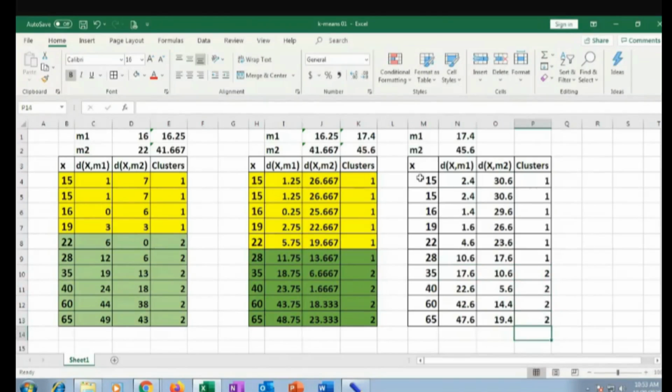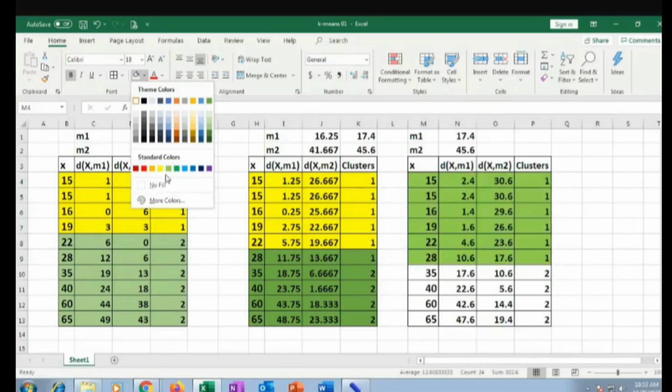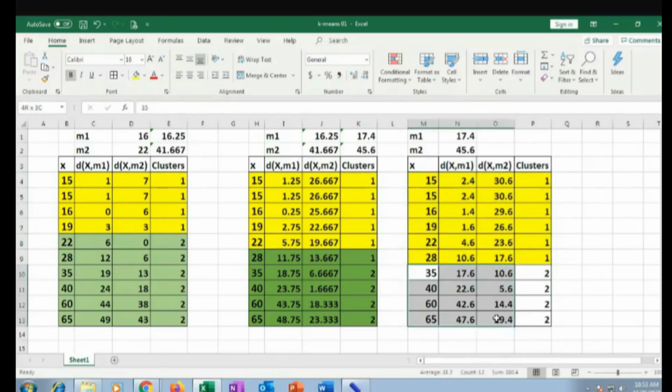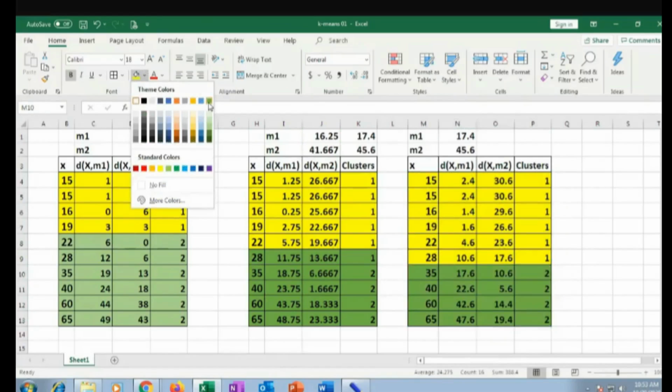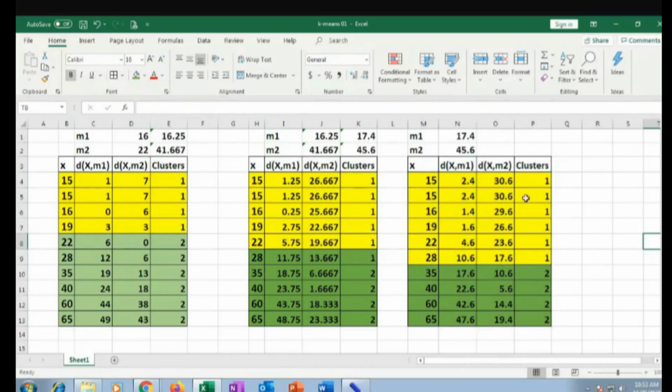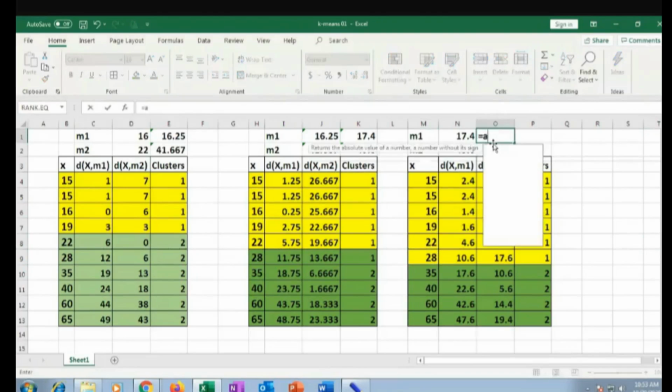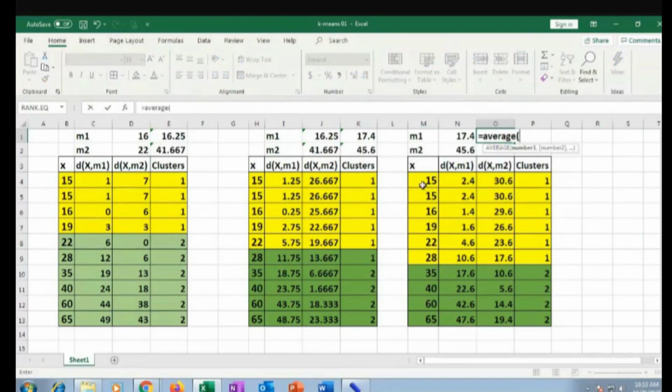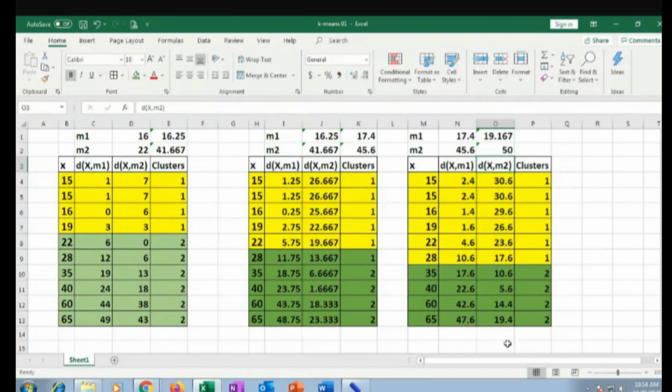As you can see, these are the points in cluster 1, so let me give them a yellow color, and these are the points in the second cluster, so they are in grey. Again one point has been added into this, so obviously the centroid will change. This is the average of these points, which is 19.16, and the average of the other is about 50.